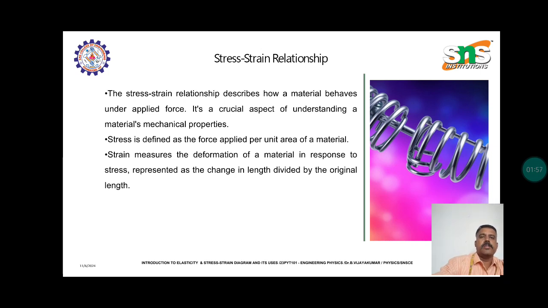Stress strain relationship. The stress strain relationship describes the material behavior under applied force. It's a crucial aspect of understanding the material's mechanical properties. Stress is defined as the force applied per unit area of a material. Strain measures the deformation of the material in response to stress, represented as the change in length divided by the original length.